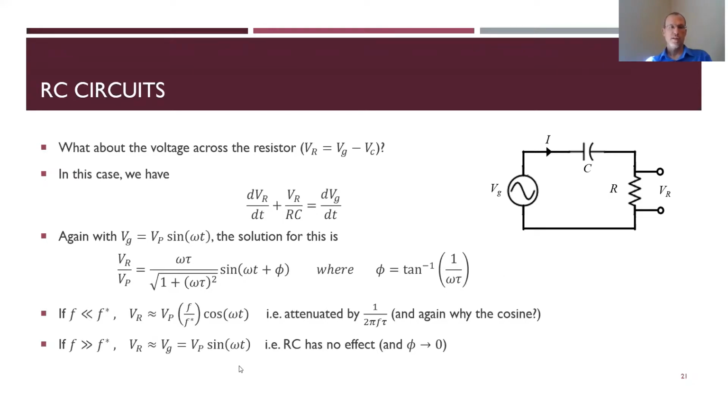If we see what happens this time, very low frequencies, they get reduced in amplitude by the same amount. Very high frequencies, essentially nothing happens. So again, essentially very high frequencies, voltage across my resistor, essentially the same as the voltage coming out of my source. So no phase shift, no change in amplitude, or very little change in amplitude, very little phase shift.